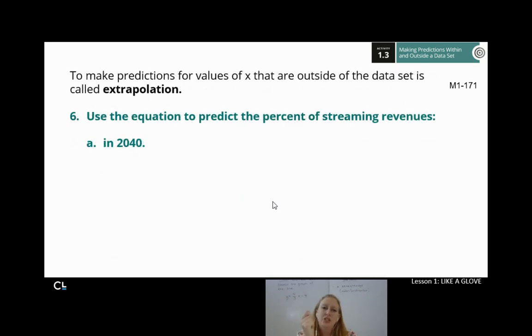To make predictions for values of X that are outside of the data set is called extrapolation. Okay? So we're going to do an extrapolation. Again, I want you to use the equation you just made to predict the percent of streaming net revenues for 2040. Can you go ahead and hit pause, work that out, and then hit play when you're ready to check your work?